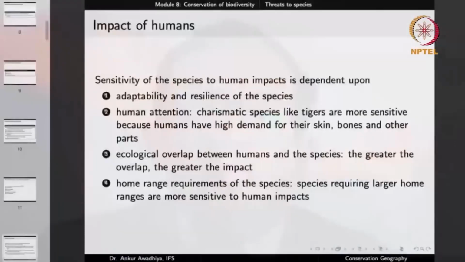Or animals like tigers. If you keep tigers in very small patches of forest, they will eat up all the herbivores and very soon there will be no food left. So tigers also require large areas. Now if humans reduce the areas, then these species are particularly hit. Whereas those species that have very small home ranges, species like rabbits or hares or, say, rats and mice, will not be that much harmed. Because even if there is a small patch of forest, there is plenty of space, plenty of resources for these animals to live. So the impact also depends on the home range requirements of the species.